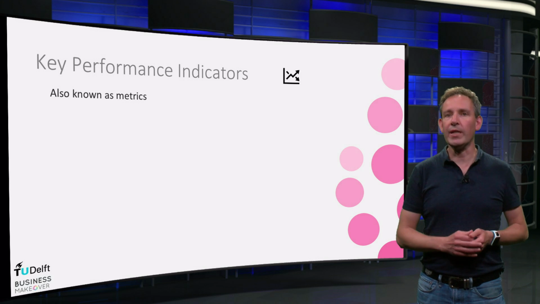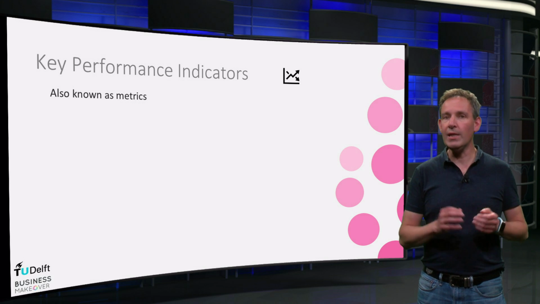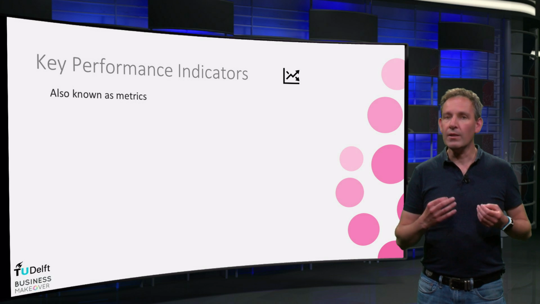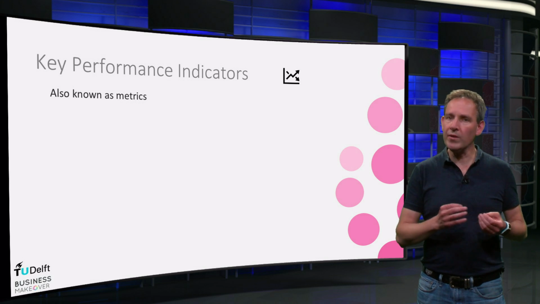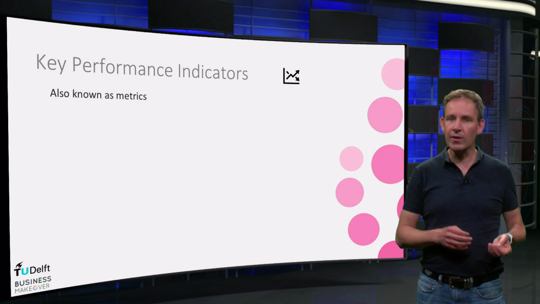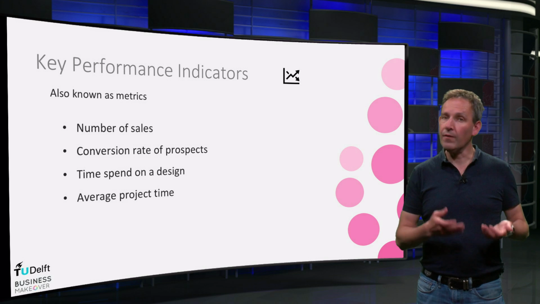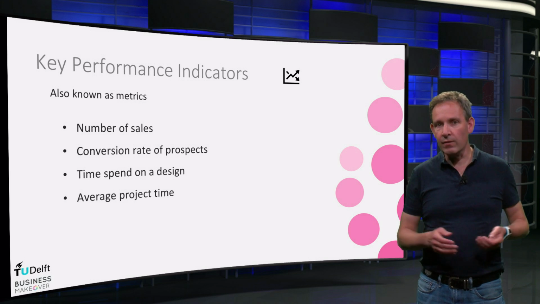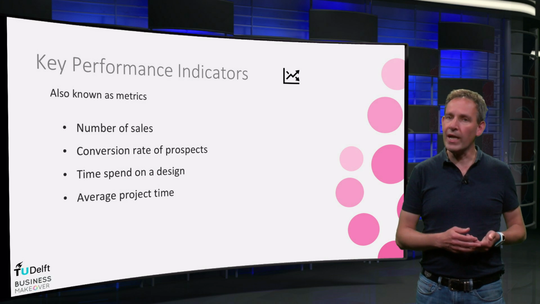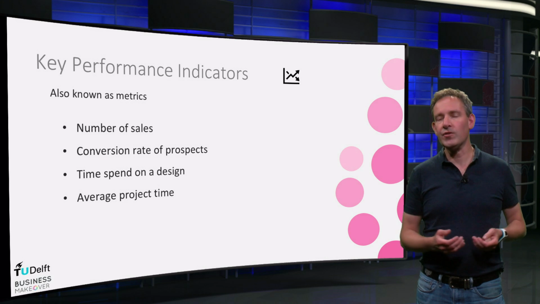But for an operating model to be of real use, it's important to add metrics or key performance indicators. This is the fourth component. And with metrics, we mean that you quantify the identified processes, resources, and organization component. Again, for the garden company, relevant numbers could be the number of sales, the conversion rate of prospects, the time spent on the design, or the average time a project takes, etc.